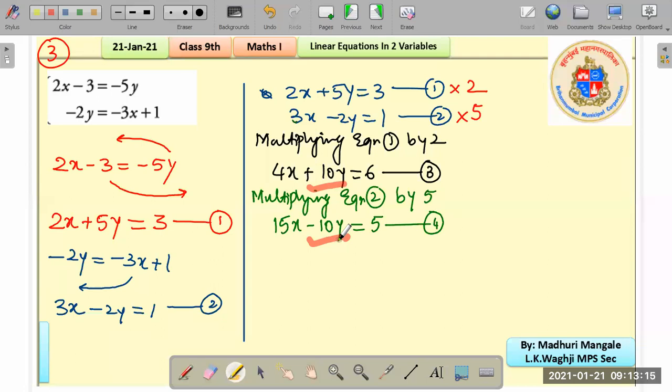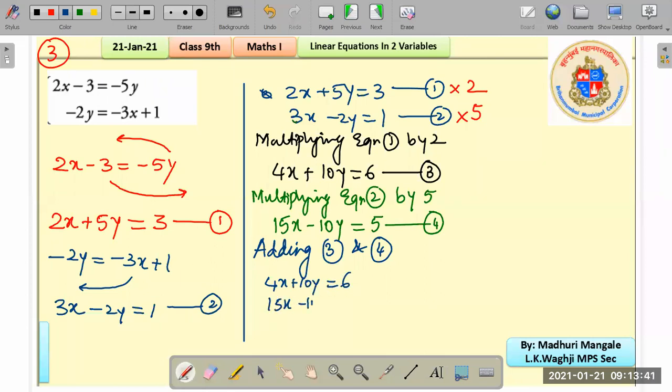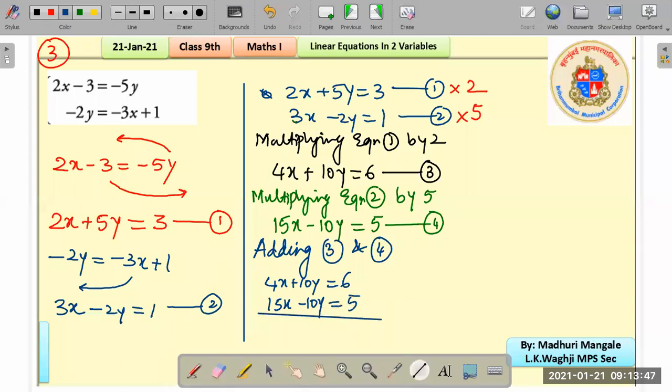If we subtract, that will become a 20y. And if we add, it will become a 0, isn't it? So adding both the equations, so adding equation 3 and 4, what do we get? So 4x plus 10y equals to 6 and 15x minus 10y equals to 5. We are going to add these two equations. So plus 10y and minus 10y gets crossed out. We are left with 19x, which is equals to 11. 6 plus 5 is 11.